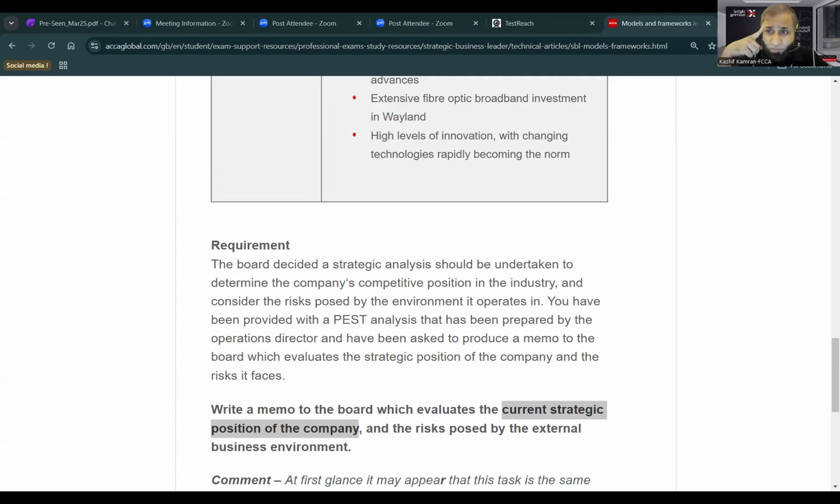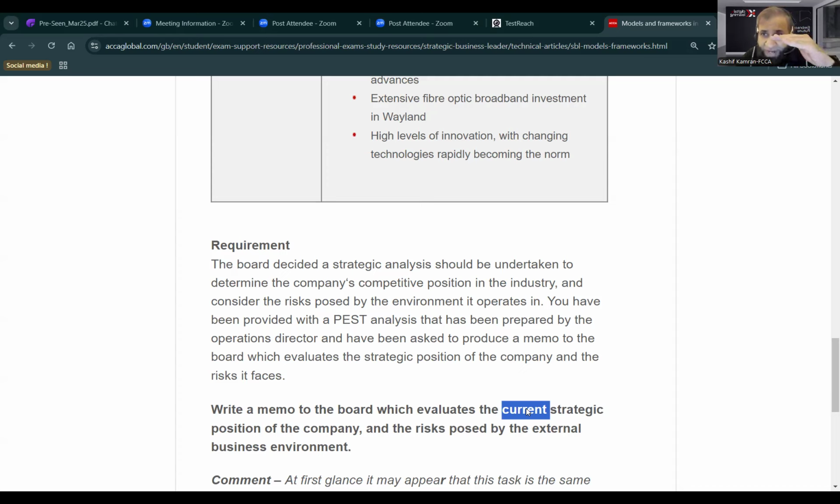The current strategic position is your strengths and your weaknesses. Look at this word here, current. Current means now. Current means today. Where am I standing today in terms of my strengths, in terms of my weaknesses? So that means this answer is to be done partially in looking into the strengths and weaknesses, and then risk.